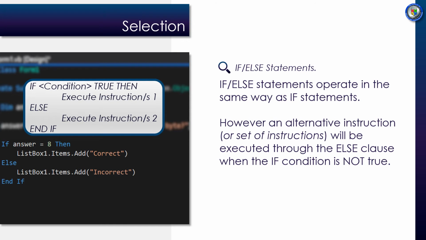In our example here, we have our if statement being opened, our condition, which is answer equals 8, and if that condition is met or true, then the first instruction will be executed and correct will be displayed in the list box. If that condition is not met or false, then the second instruction will be executed and incorrect will be displayed in our list box. We are now making the decision whether to execute the first instruction or the second instruction, depending on the result of that condition.